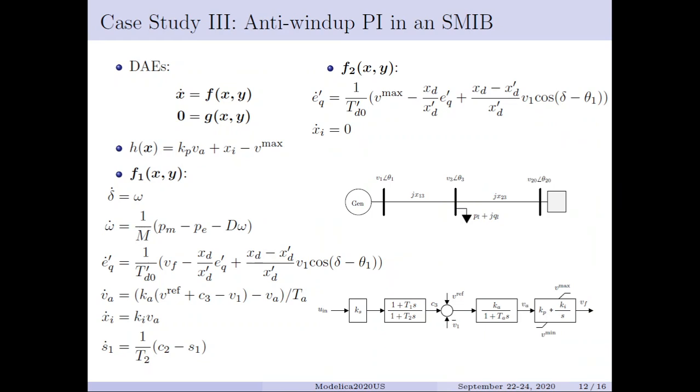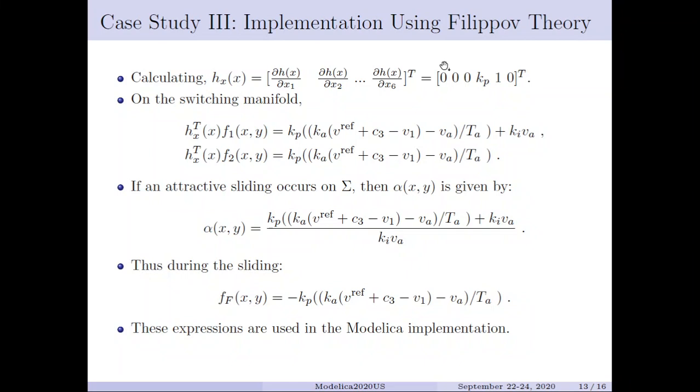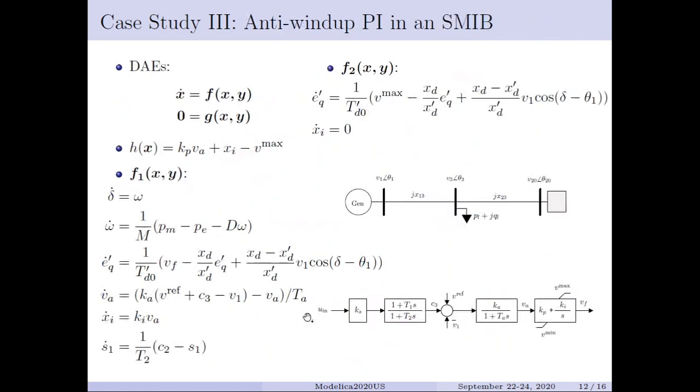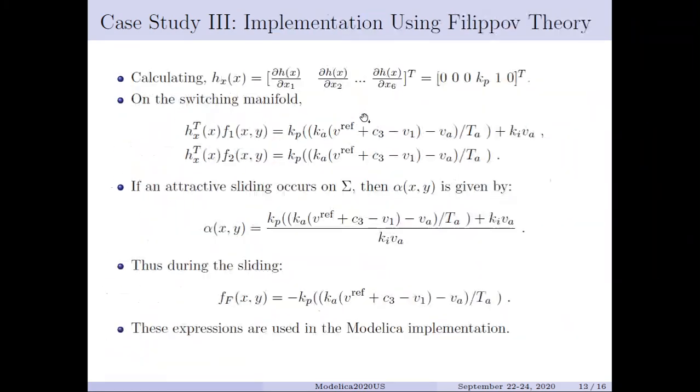For implementation in Modelica, using the Filippov based formalism, we need the conditions to check whenever we go to the switching surface, and these conditions are derived analytically here. Also, whenever the trajectory hits the discontinuous surface, if a sliding condition is true, then the sliding vector field is calculated analytically here. So we have the vector field F1, the vector field F2, and also the sliding vector field for the integrator state variable of the IEEE standard anti-windup PI controller model. All of these expressions are used in the Modelica implementation.